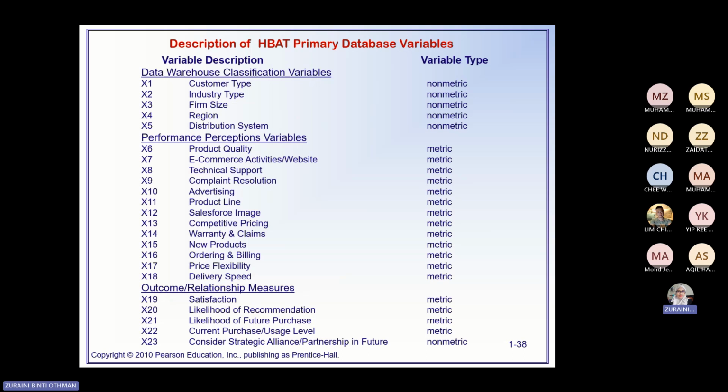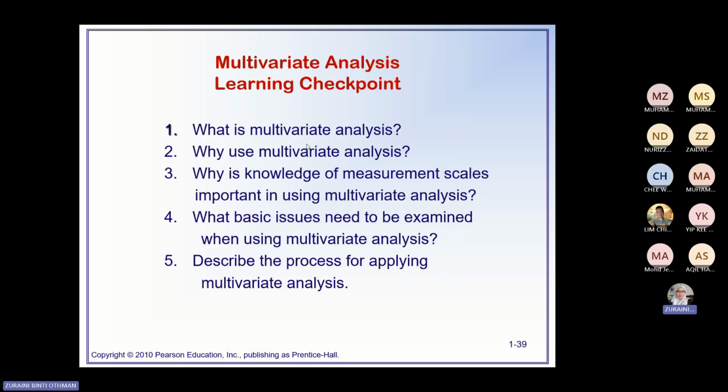Okay, ini ialah primary database of variable. Okay, ini yang macam mana yang kita kata customer type tu metric ke, non-metric ke kat situ. And relationship measure dia kat sini, satisfaction, it is metric. Consider a strategic aligned partnership in the future is a non-metric. Inilah contoh-contoh and variable type dia. Okay. And here is multivariate analysis we learned today.